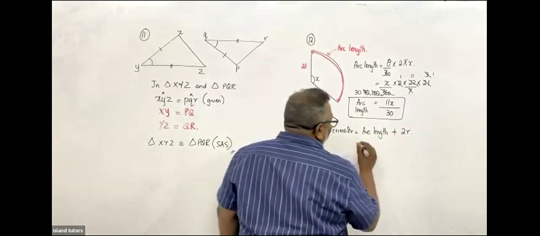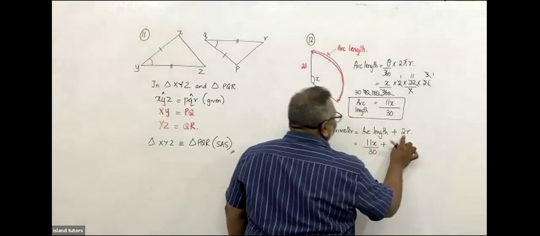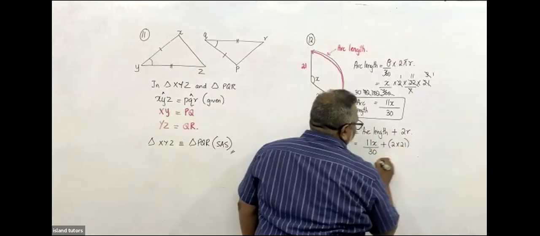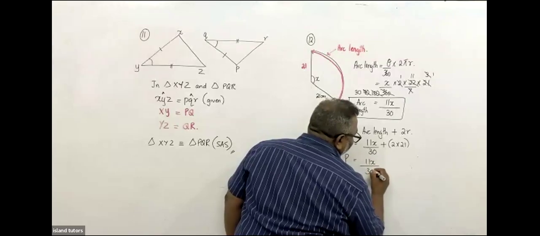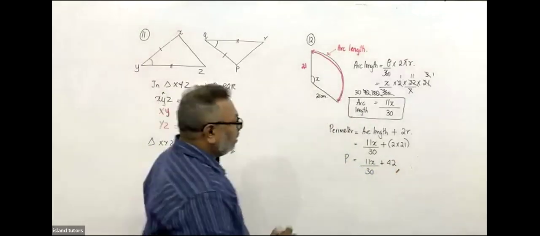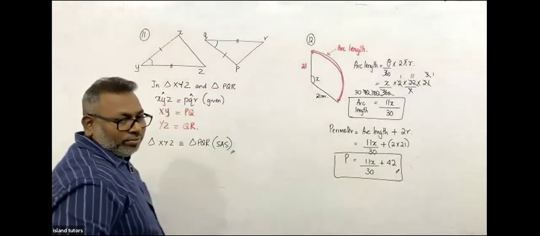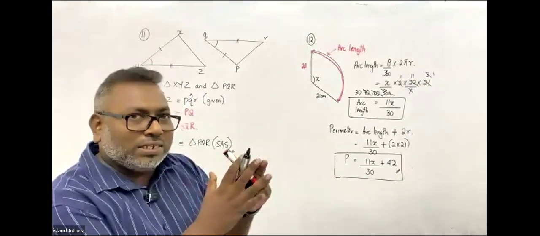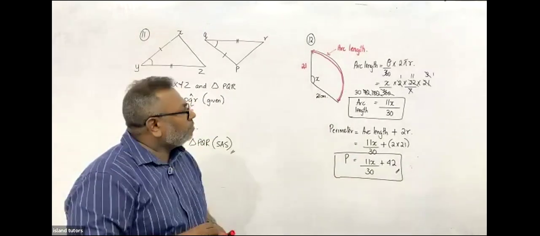So let's substitute. Arc length is 11x over 30 plus your 2 radii, 2 multiplied by 21. Your perimeter, they want it in terms of x, is 11x over 30 plus 42. This should be your answer for this question. Okay. Could have done both together, but I want to practice arc length and perimeter separately. That's the reason it took the longer step.